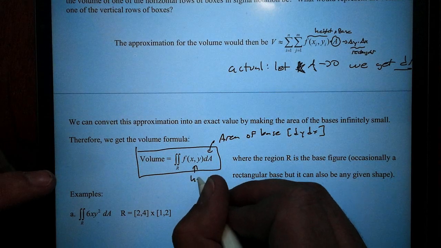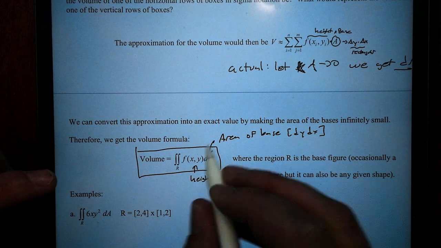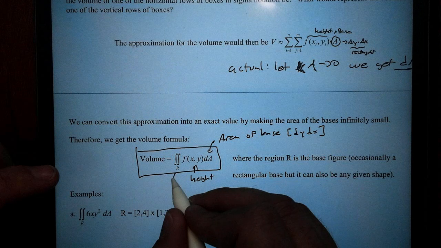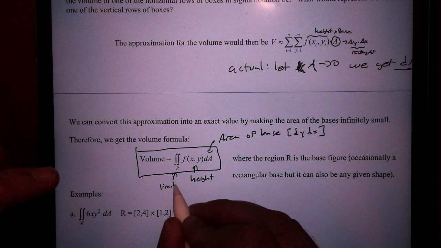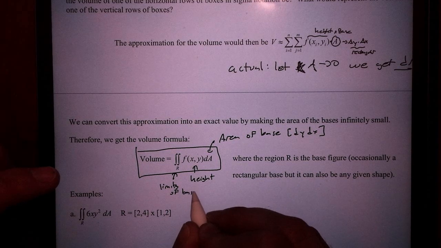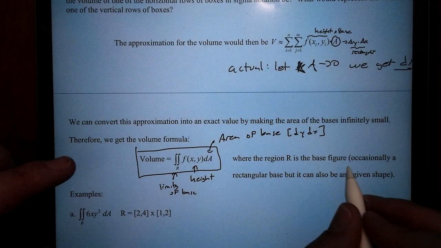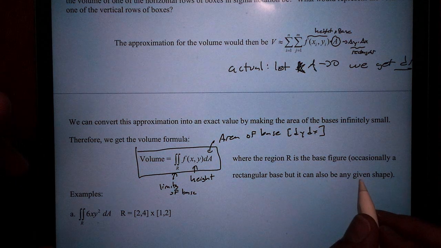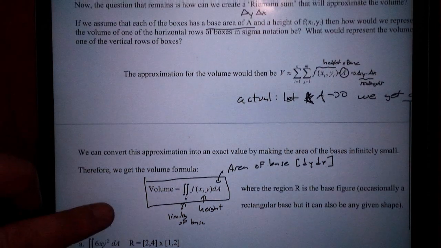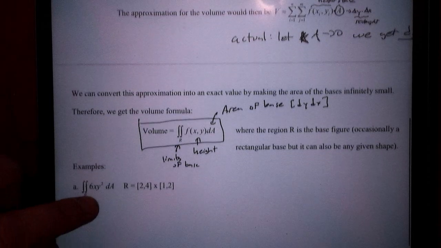F of x, y is going to be the height of our function, and this little R right here is the limit of the base. R is the region of the base. Occasionally a rectangular base, but it can also be in different shapes. We'll take a look at some examples right there. So let's take a look here.